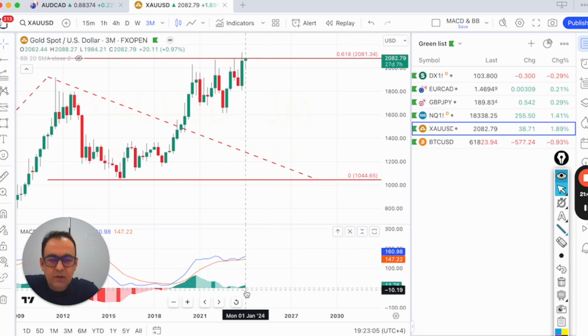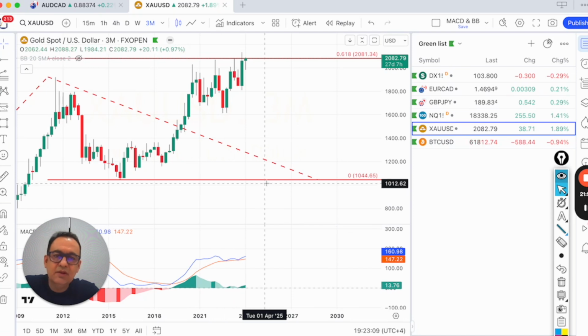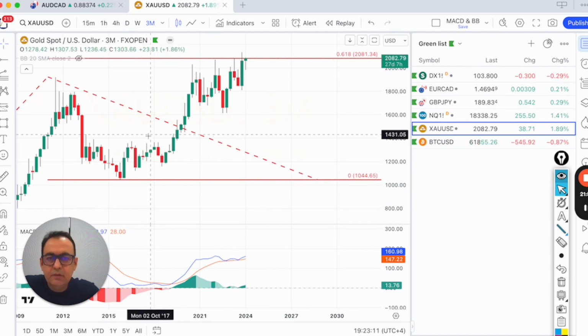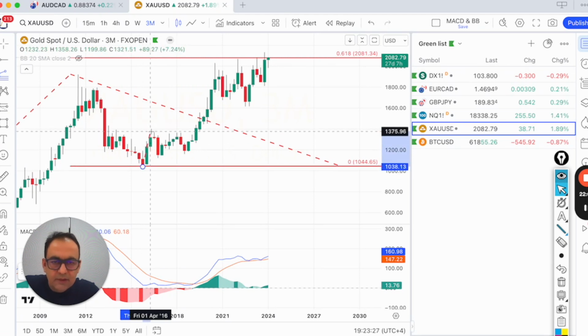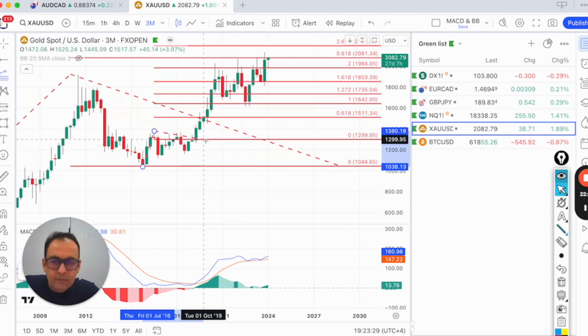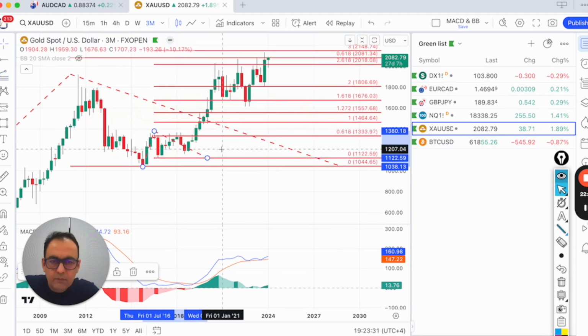So I can see MACD is rising. There is no bearish divergence based on 3-monthly chart. Now let's apply next Fib extension on the bullish cycle, the second bullish cycle, which started in 2015 from the level of 1044. So I'm using Fib extension one more time, connecting to the first high and the higher low.